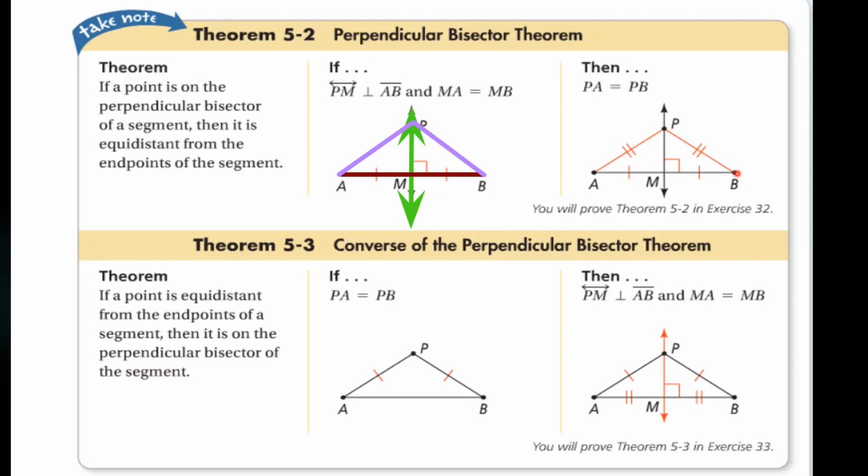It has an opposite. The opposite says that if there's a point far away from the line, and the distances from this point to the endpoints are equal, it means that if you draw a line passing from that point and cutting the side, this line will be the bisector.